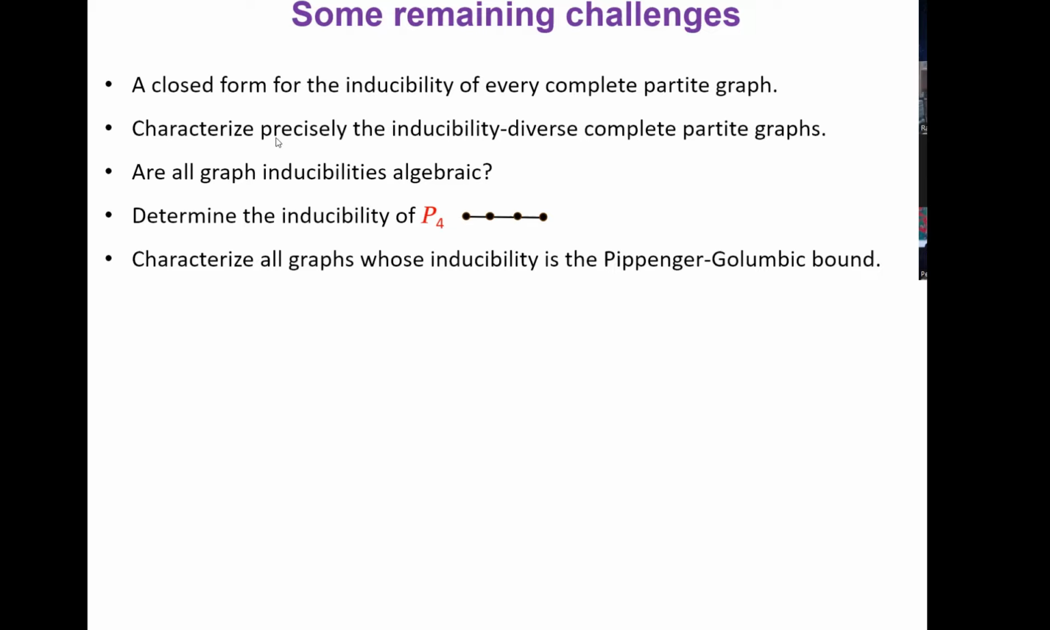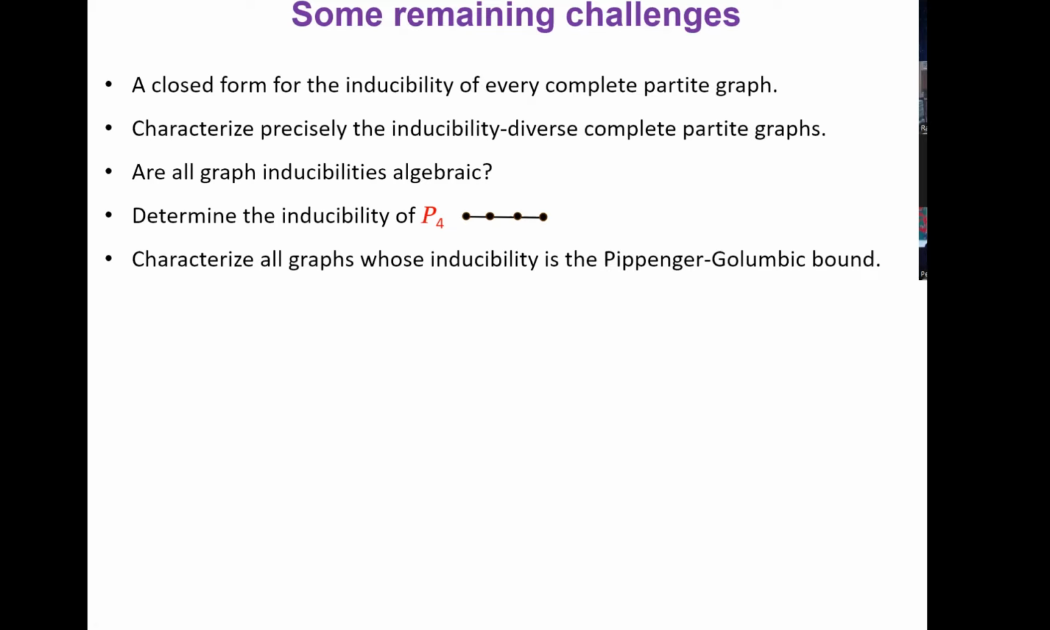A seemingly easier question is a qualitative one, the second one: to characterize precisely those complete partite graphs for which the inducibility is obtained by some graphon which only has a finite number of parts, or maybe the graphon is such that it contains every complete graph. In other words, characterize the inducibility diverse complete partite graphs. This theorem 4 that I mentioned gives a partial solution, but of course doesn't give a full solution.